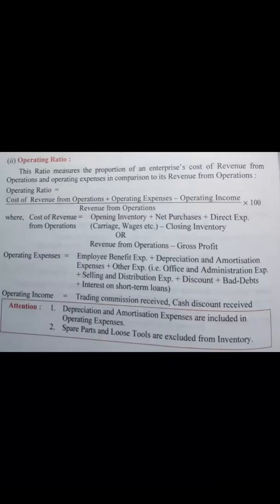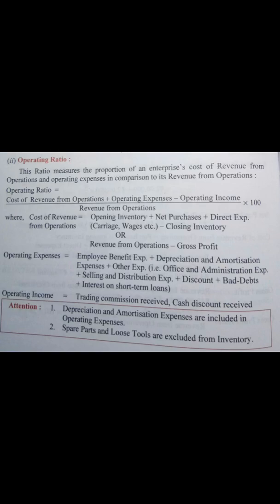The next profitability ratio is operating ratio. This ratio measures the proportion of an enterprise's cost of revenue from operation and operating expenses in comparison to its revenue from operations, and it can be calculated by adding cost of revenue from operation and operating expenses, and from this we have to subtract the operating income and divide the whole thing by revenue from operation and multiply by 100. Operating ratio is represented in percentage form.